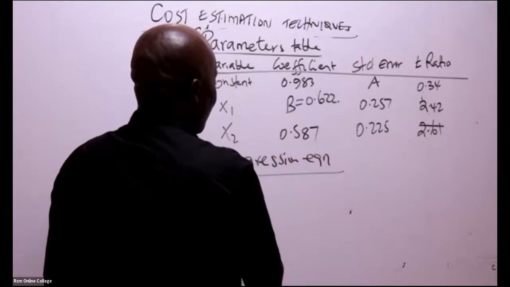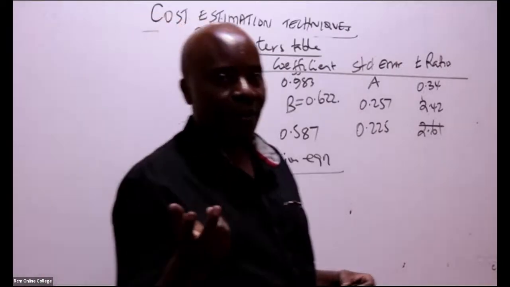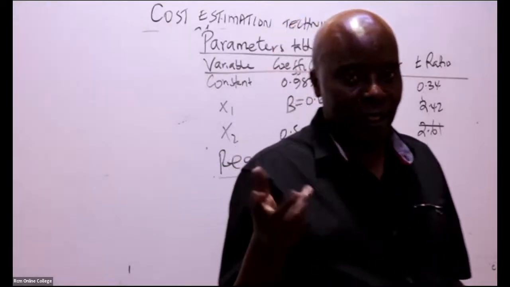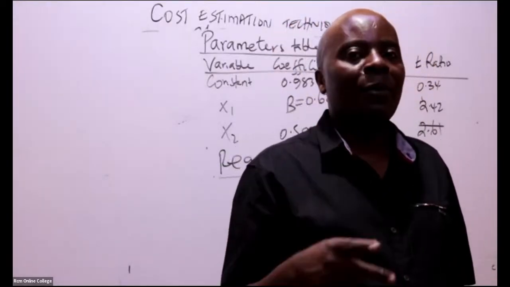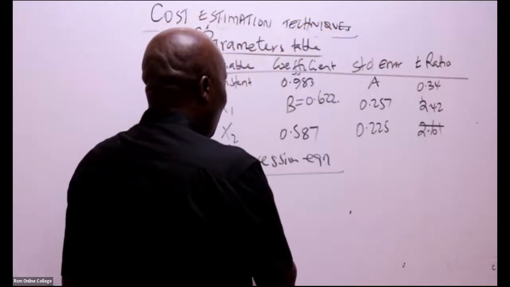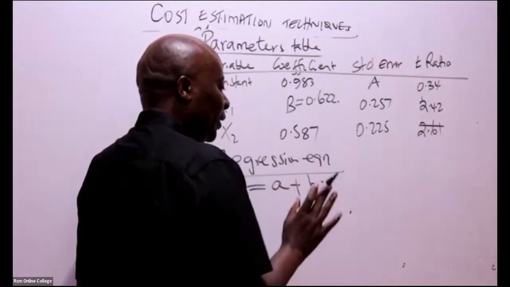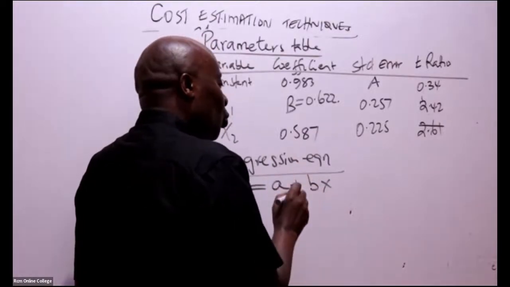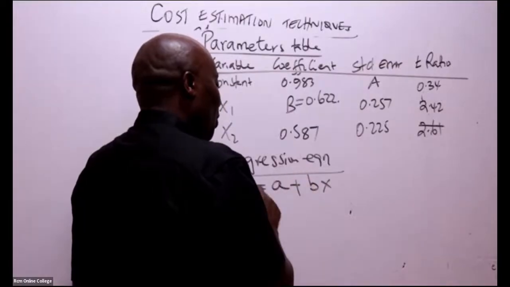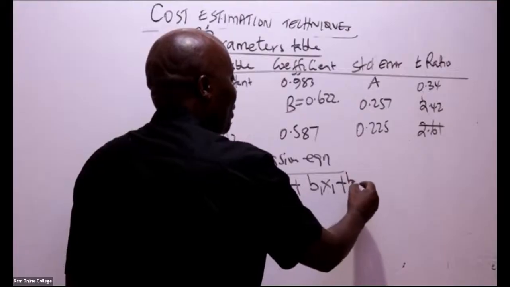Let me ask you a question. This question that we have here, how many predictor variables? Remember, predictor variables are X variables. How many do we have? 2 of them, X1 and X2. Therefore, the general regression equation, the normal one, is Y equals A plus BX. But now we have 2 X values, so it will be Y equals A plus B1 X1 plus B2 X2.